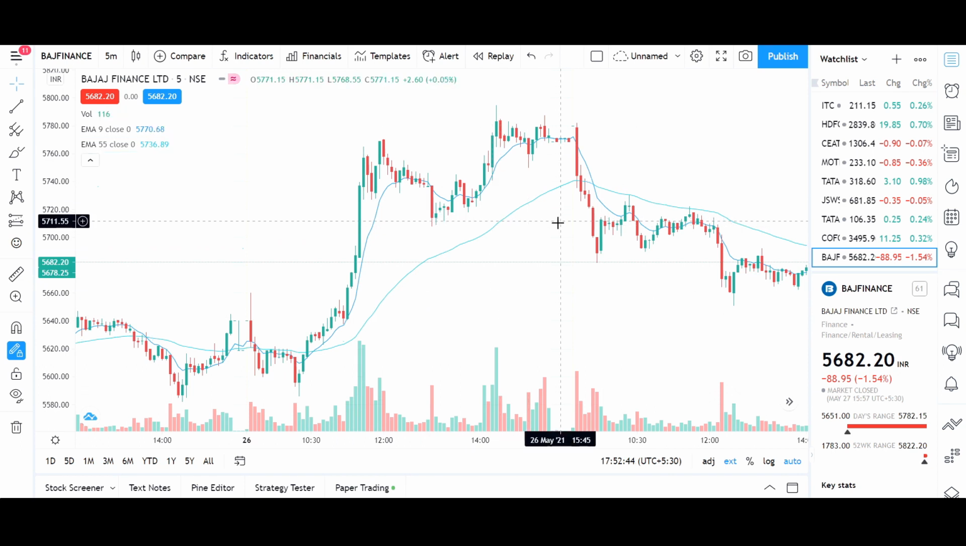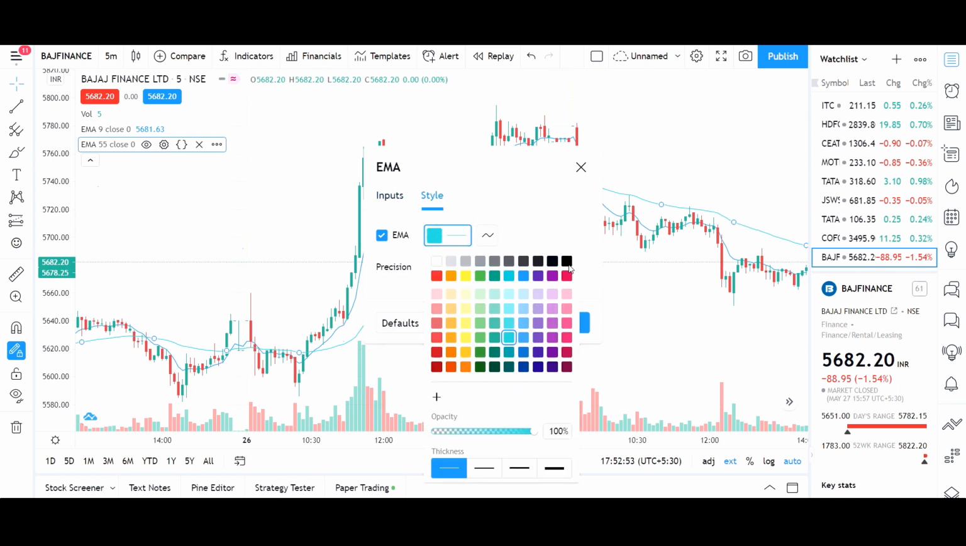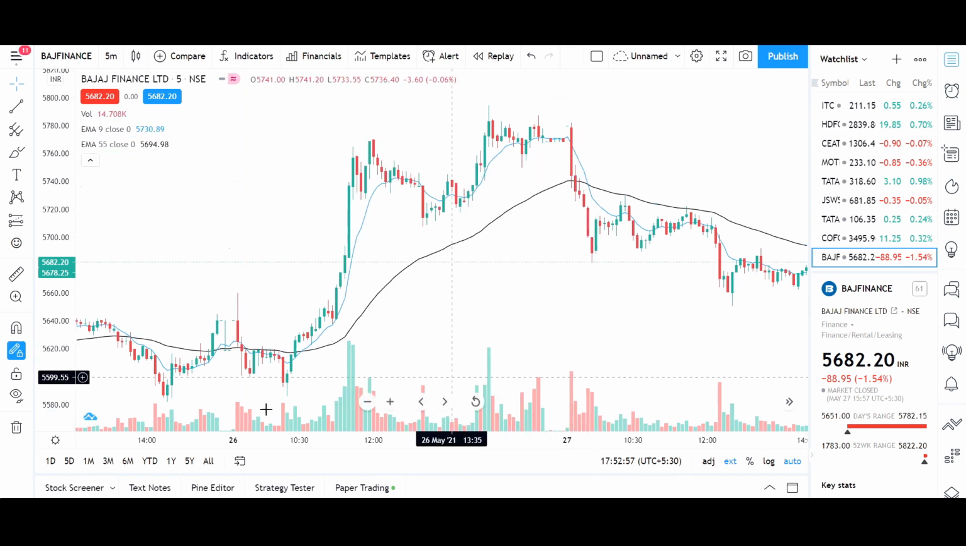Let me just change the color, just to avoid confusion. To change the color, you have to go to settings, style, and black. Done. So how you can take a bullish trade just using these two crossovers is quite simple.